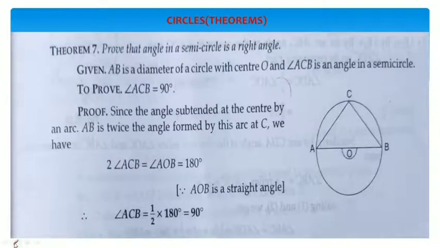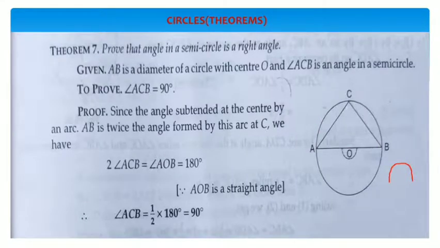Now a very important theorem which is directly used in questions: prove that the angle in a semicircle is a right angle. So we have to show that the angle in a semicircle is a right angle of 90 degrees. Suppose we have taken a circle and this is the center O of the circle. Now we have drawn a diameter AB. We know that a semicircle means half of a circle. So you can see that this upper arc AB is denoting a semicircle.